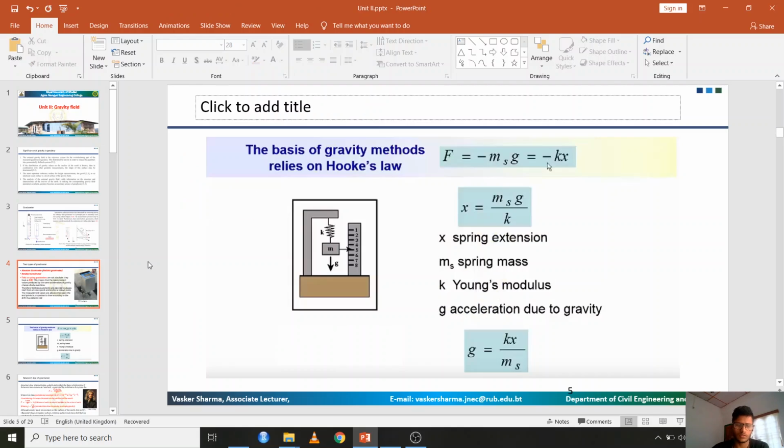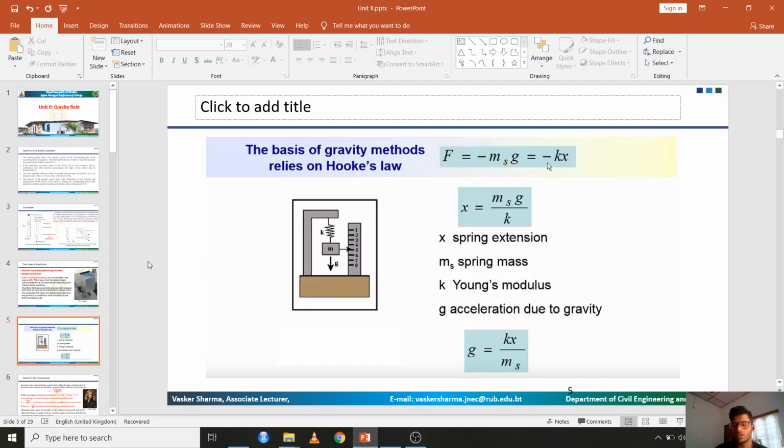Now let's see how we actually measure the gravity with the help of the instruments. The instruments basically rely on Hooke's law. Hooke's law is centered around the deformations of the spring.